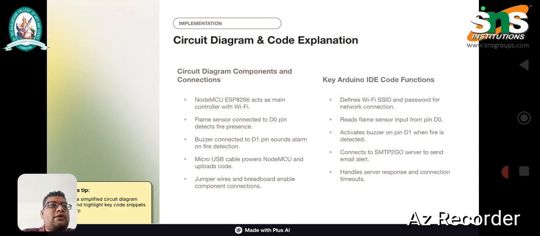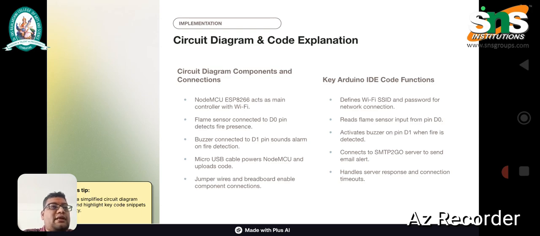After that, we go through the key Arduino IDE code functions. It defines the Wi-Fi SSID and password for the network connection, which is designed in HTML and embedded into the chip. It reads the flame sensor input through the D0 pin. After that, it activates the D1 pin when fire is detected. So when the input is 0, D1 is activated.